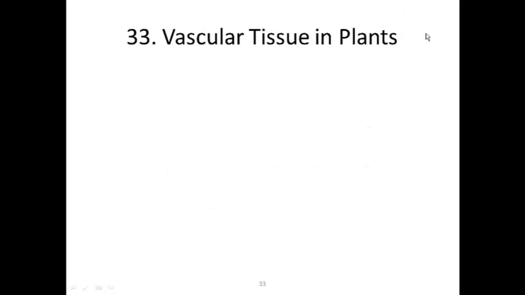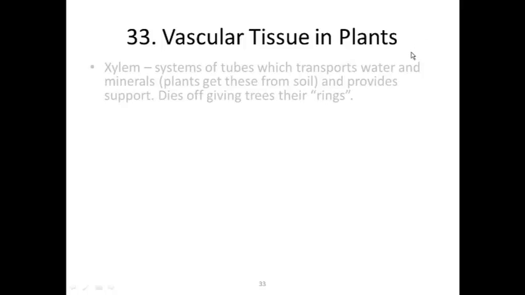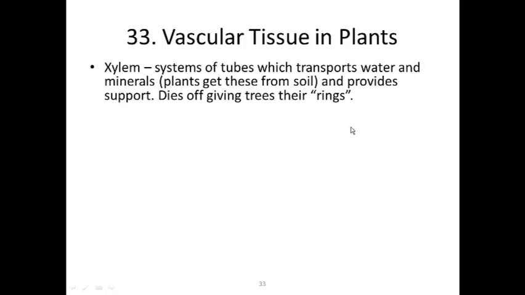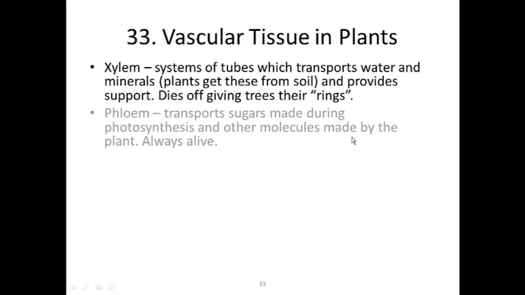Vascular tissue. In plants and animals, this can include the circulatory system, but specifically in plants, we have the xylem and we have the phloem. The xylem is a system of tubes that transports water and minerals, which come from the soil, and it provides support. As the xylem dies, it forms the rings that you see whenever you look at a tree, and you can count how many years it's been around.